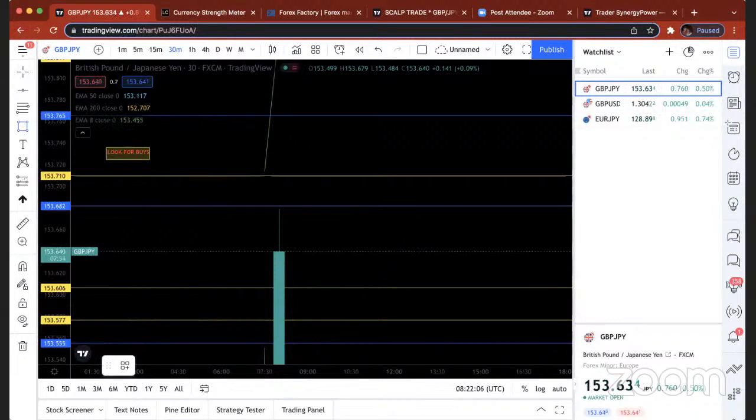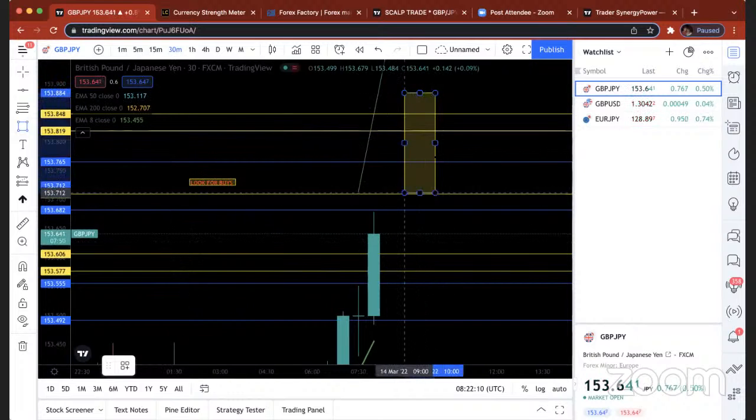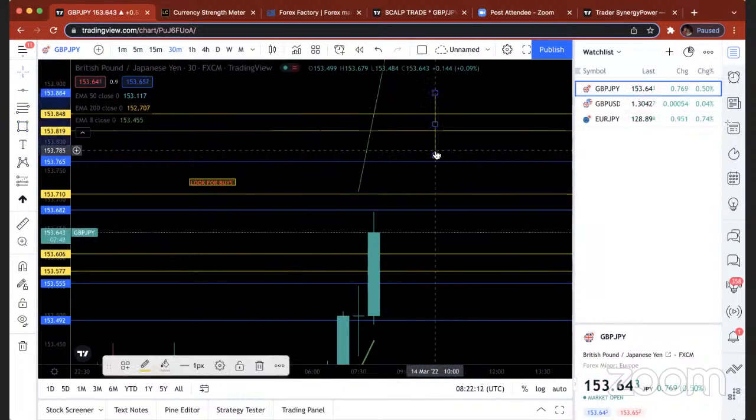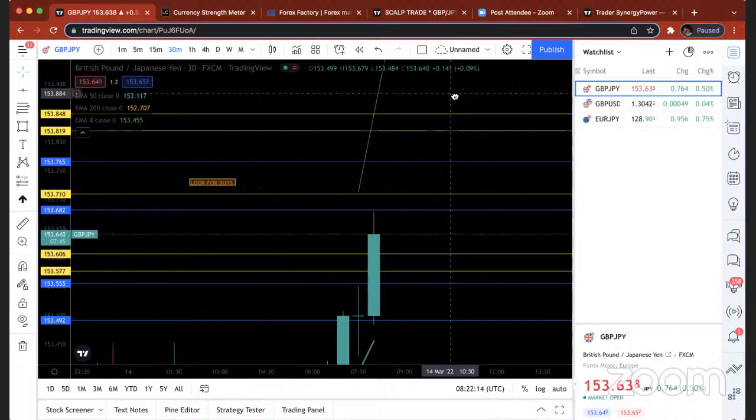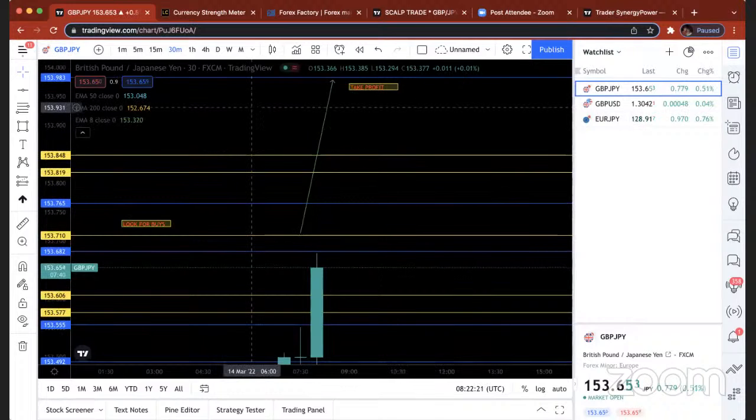So we have to wait for 30-minute candles to close. There's only a few times where I enter based off the 15-minute, but that is not recommended. That goes against the rules because we enter based off of 30-minute candles and hourly candles.